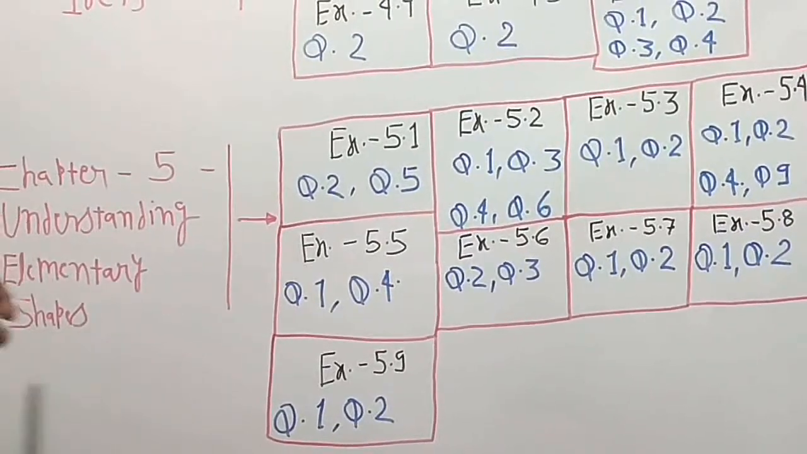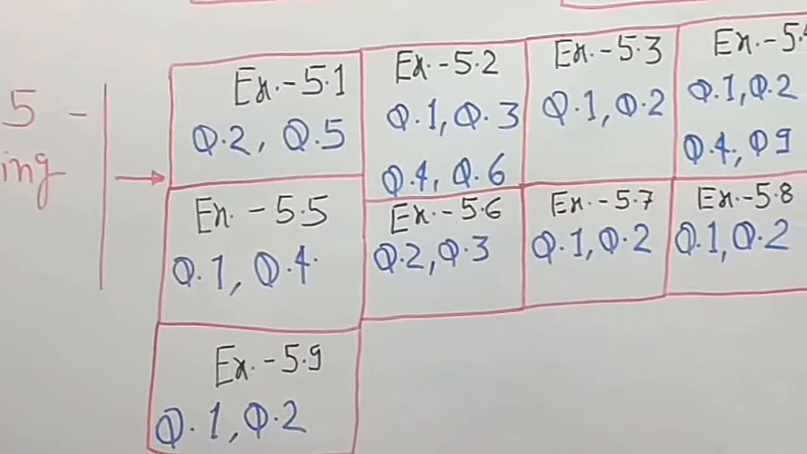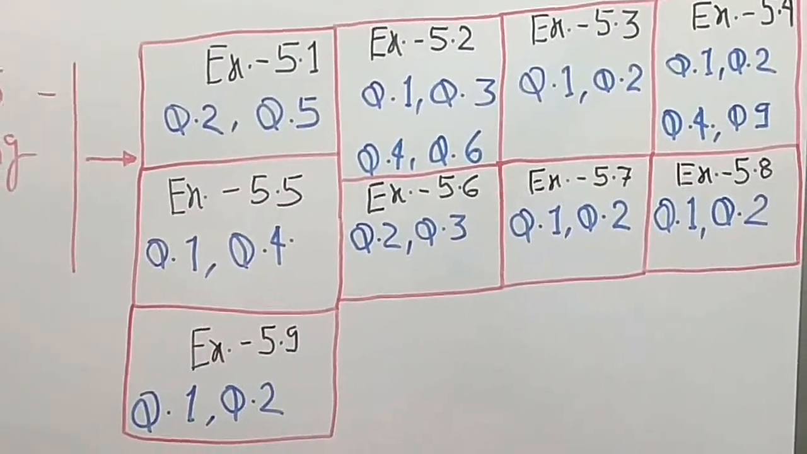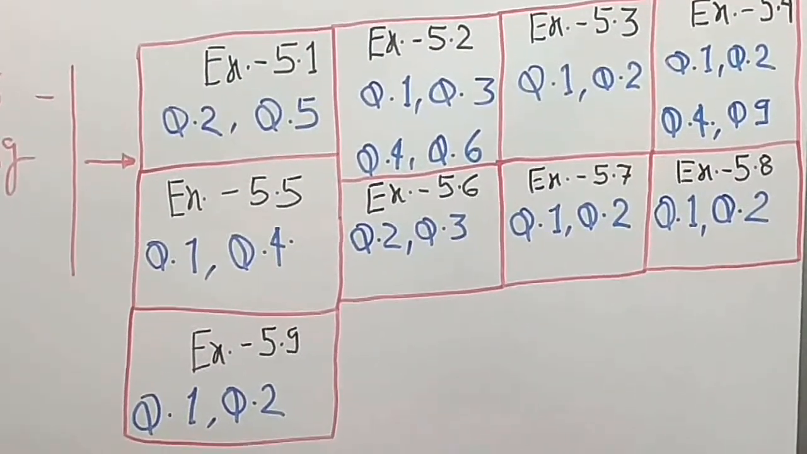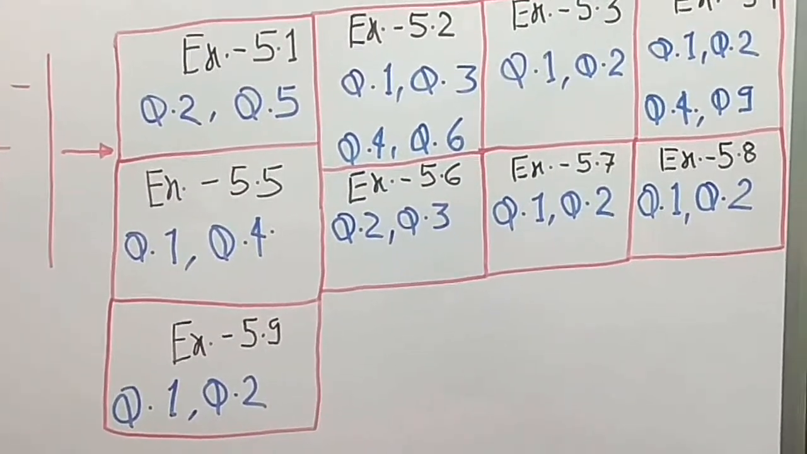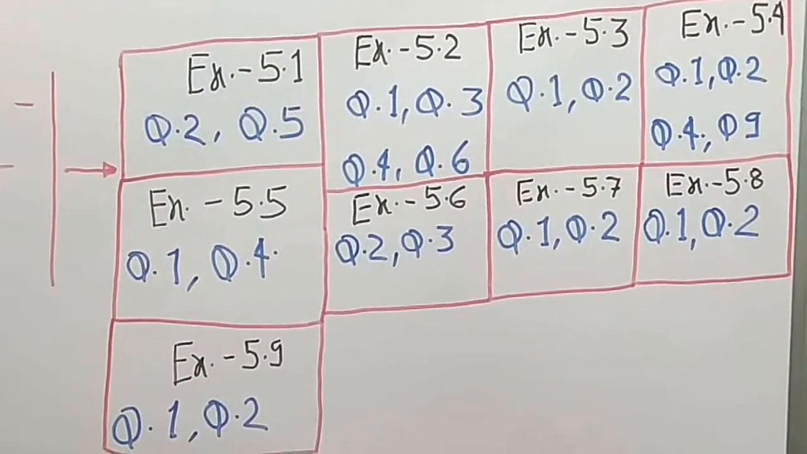Chapter 5, Understanding Elementary Shapes. Exercise 5.1, question 2 and question number 5 are important in this exercise. Now question number 2 is why is it better to use a divider than a ruler while measuring the length of a line segment? And question number 5 is verify whether D is the midpoint of AG in the given figure.